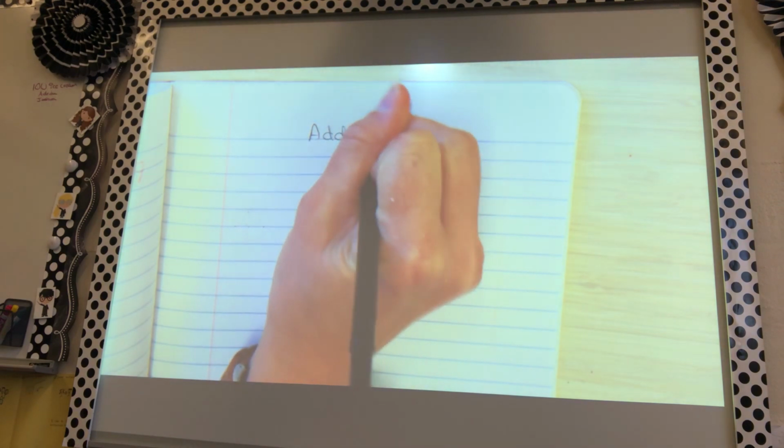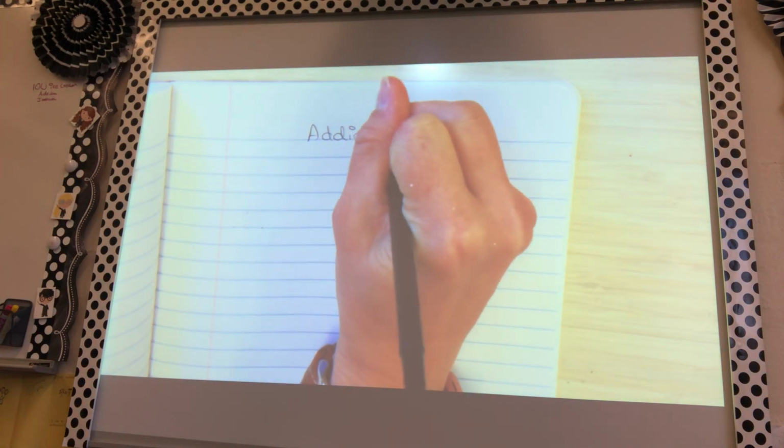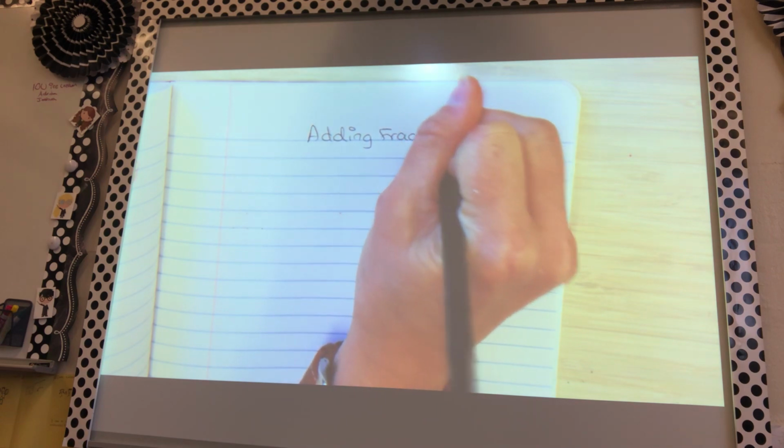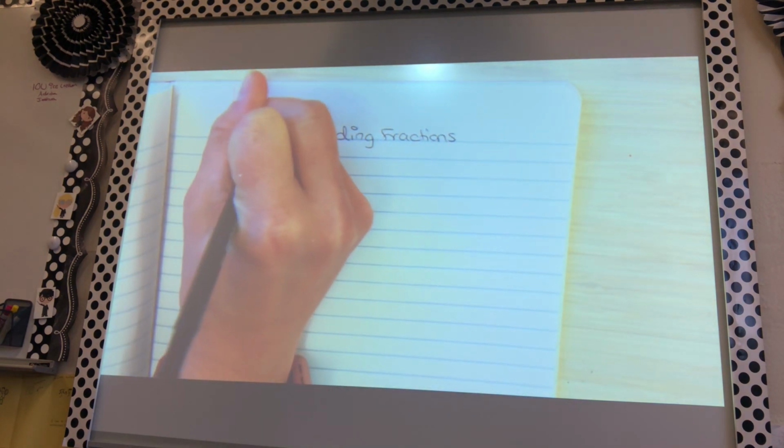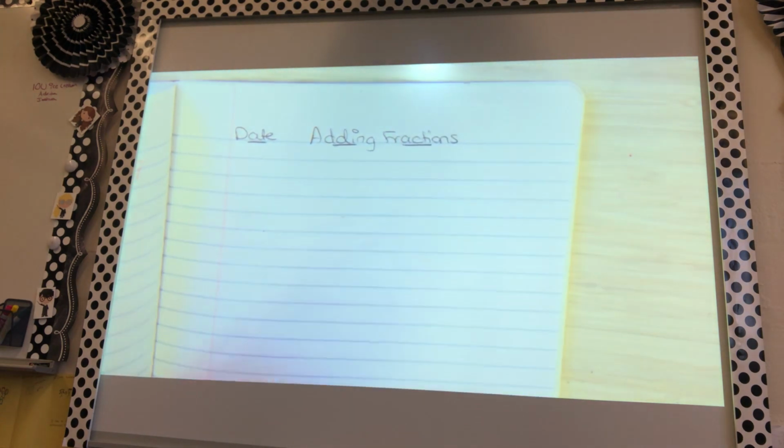So please title your paper and don't forget to write the date. And we're going to start by a quick review of 4th grade standards.